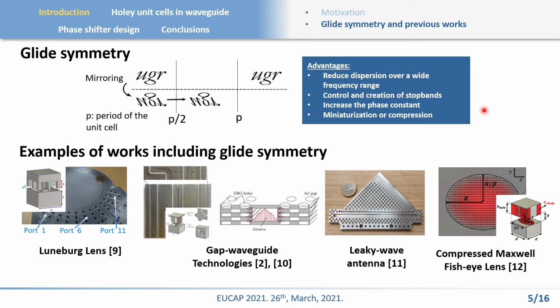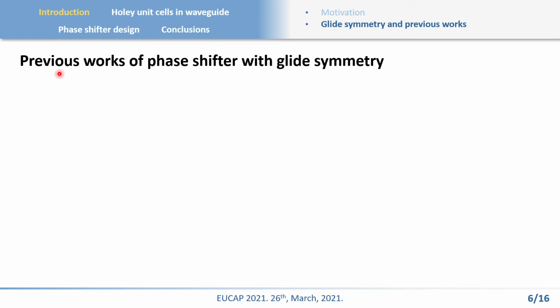Next, I show some of the work in the literature designed by periodic structures with glide symmetry. In all of them, a unit cell with glide symmetric configuration is used to achieve a specific goal. For example, the lens design in 9 uses a unit cell with glide symmetric configuration to make constant the equivalent refractive index over a wide frequency. Or the work in 11 uses a prism loaded with glide-symmetric holes to reduce the beam squint of a leaky wave antenna. All previous works include the glide-symmetric unit cell in a parallel plate waveguide.